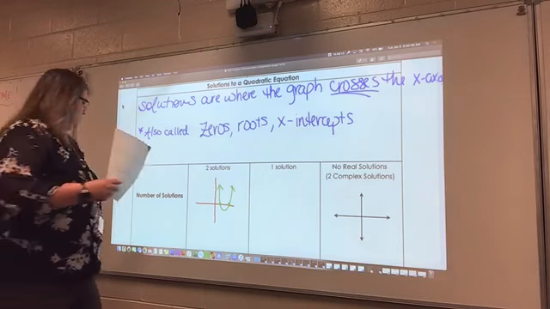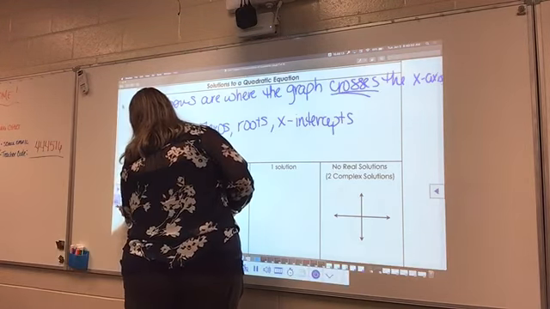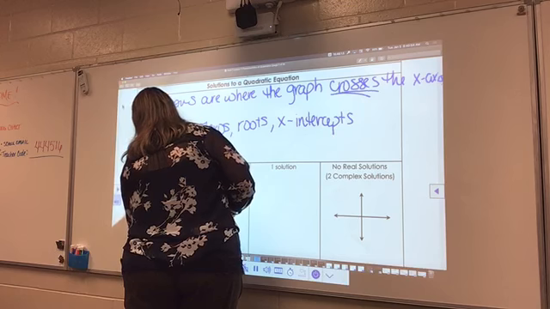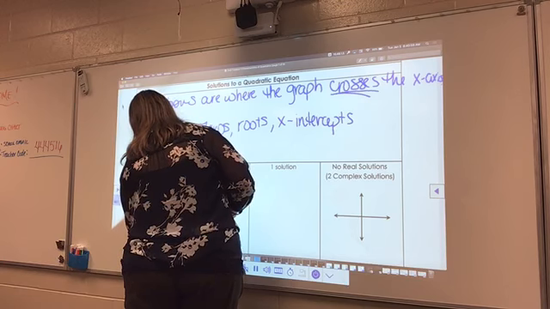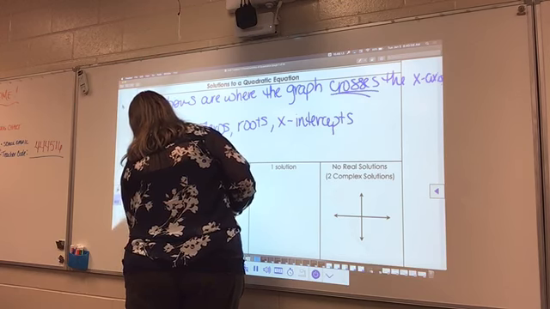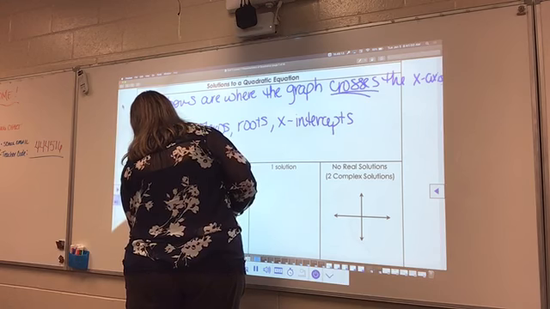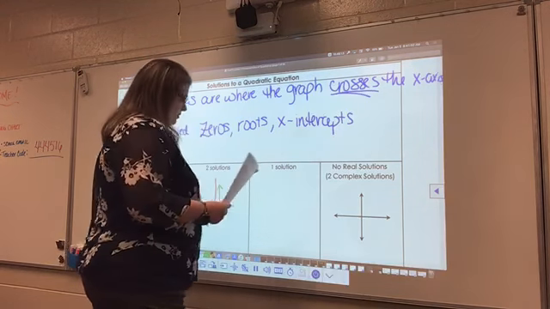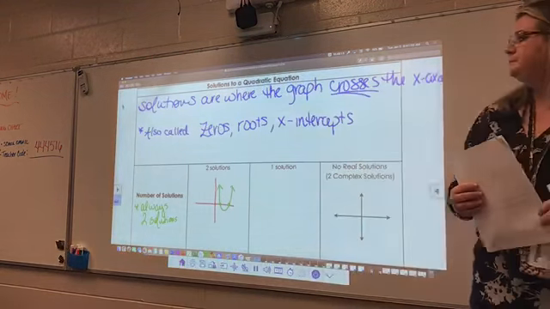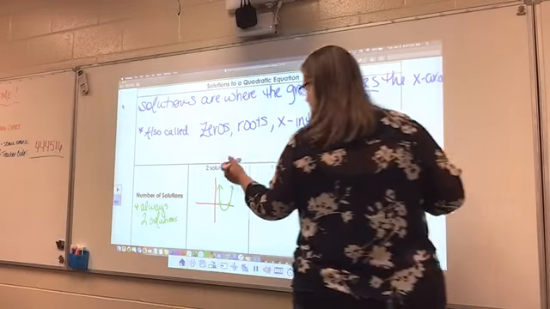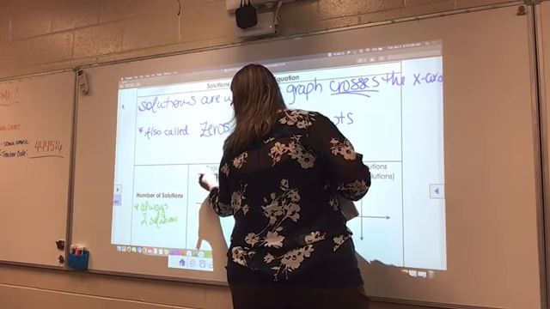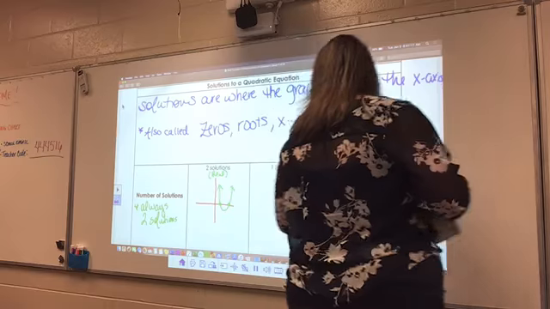All right? Here's another thing. Disclaimer here. There are always 2 solutions. Always two solutions. These two solutions are what we would call real solutions.